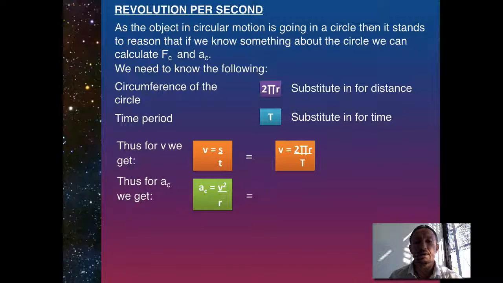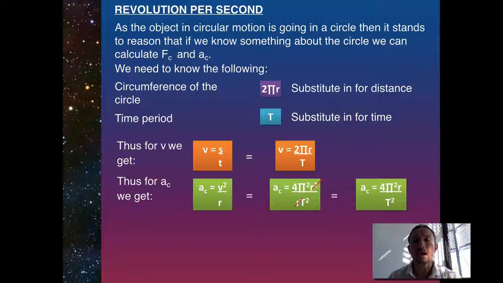Now we also know that we've got centripetal acceleration, which is v squared over r. So now we can substitute into v, 2 pi r over T squared, and that will all be placed over r. So as a result, rearranging, we get a_c equals 4 pi squared r squared divided by r T squared. Now our two r's are going to cancel. So as a result, our centripetal acceleration in circular orbit basically is given by 4 pi squared r divided by T squared.